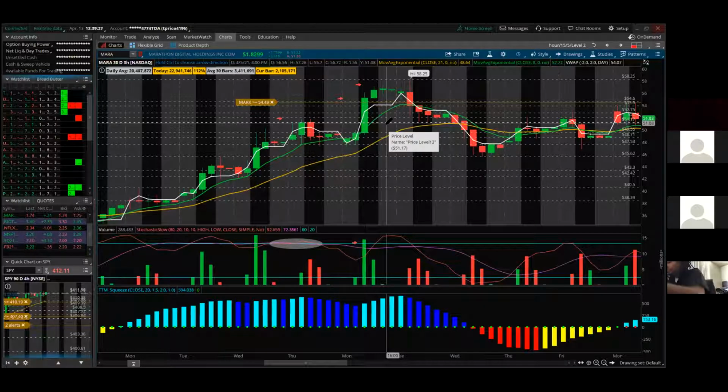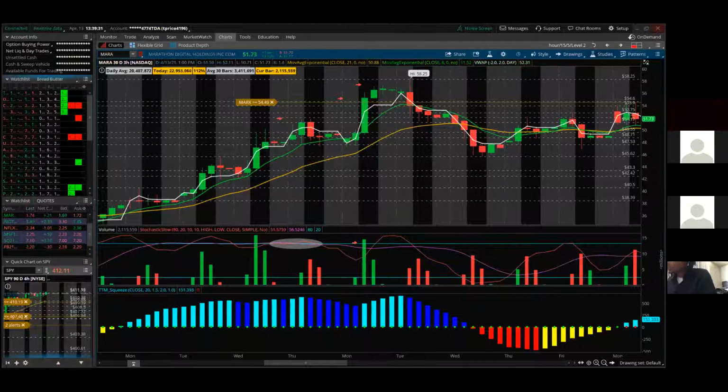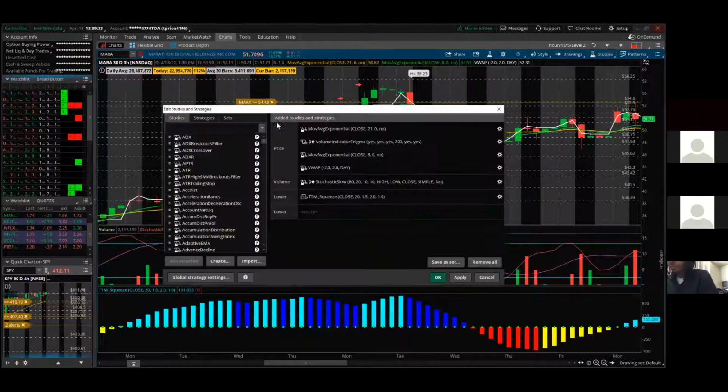Dumb question, but how did you remove the blue volume bars on TOS? So you go into studies, edit studies, and then volume. You can just use your volume bars, either take it out or put a different volume bar in. There's a lot of different volume, so you can just play around with it.